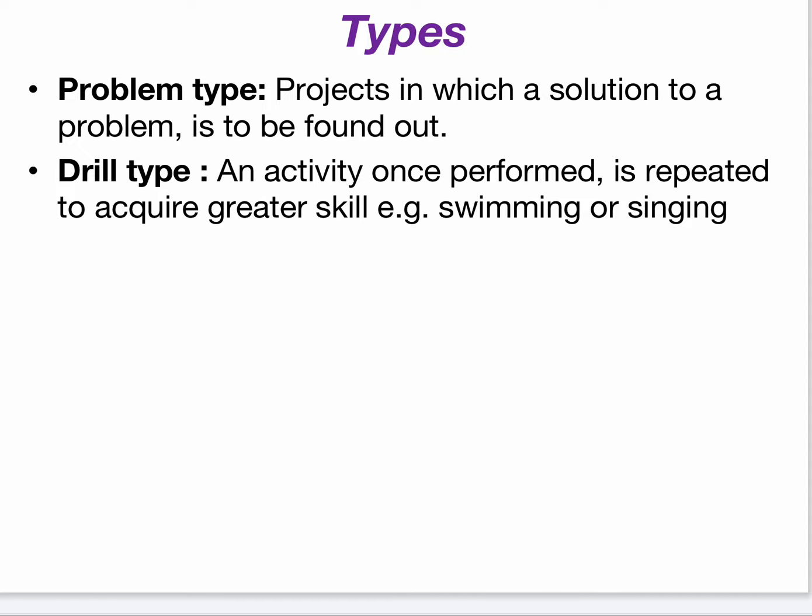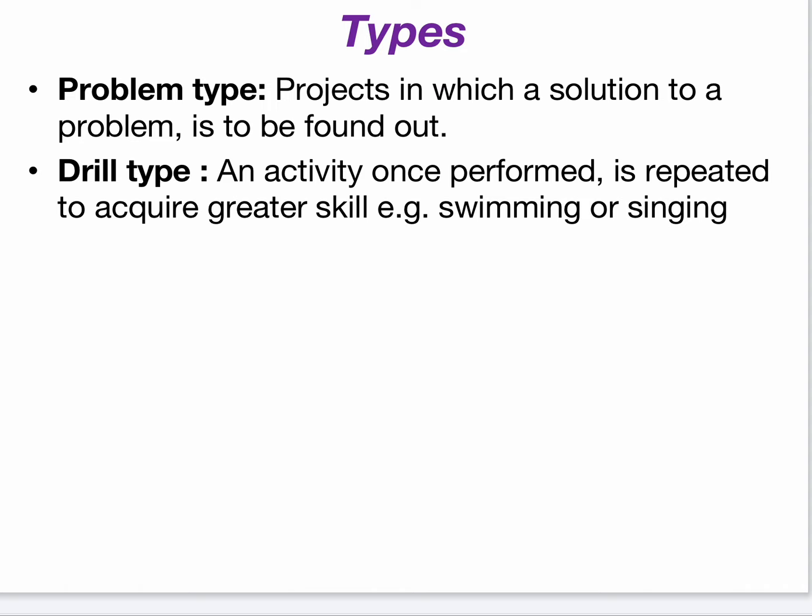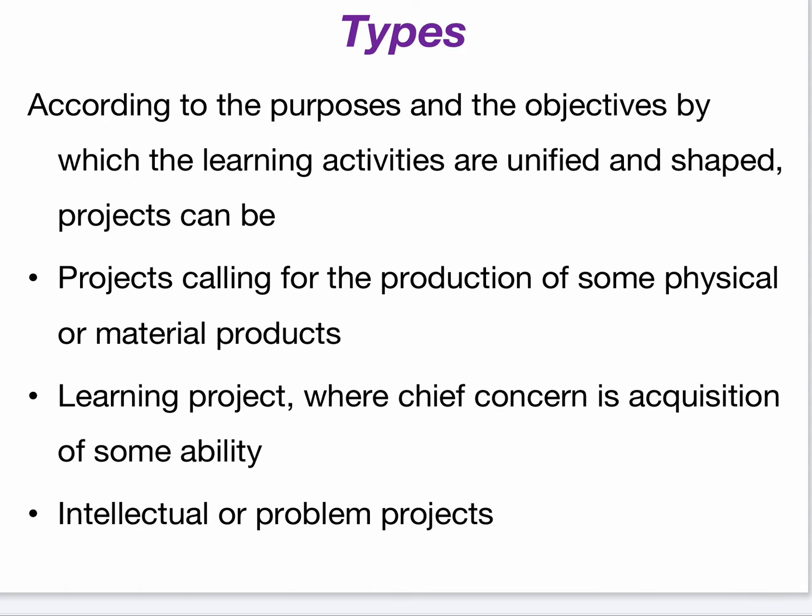The next is drill type. So here an activity once performed is repeated in order to acquire greater skill. For example, learning swimming or swinging, singing. So these are examples for drill type. So these are the 4 types of projects: producer type, consumer type, problem type, and drill type.